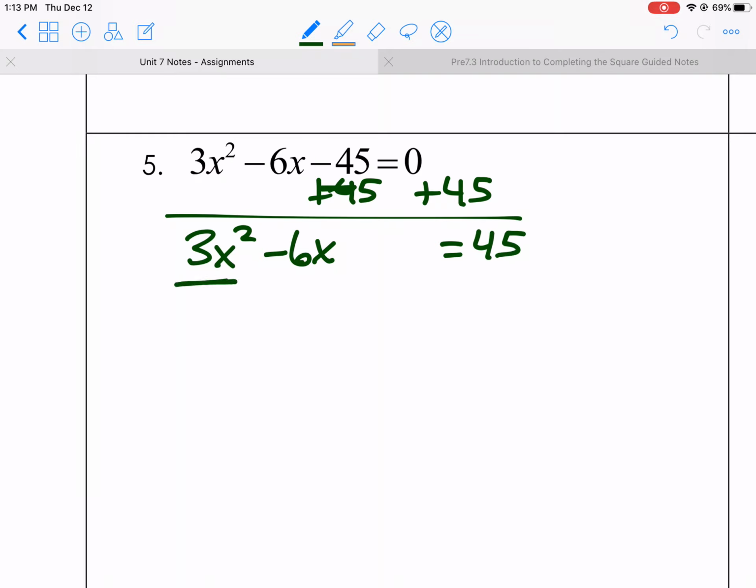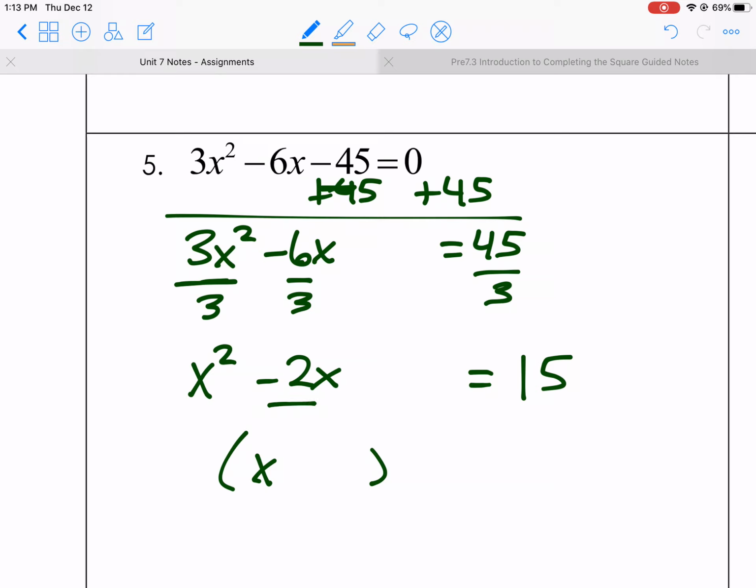A needs to be 1, so I need to divide every single term by 3. So I'll have x squared minus 2x equals 9. Nope, 15. Sorry. 45 divided by 3 is 15. Okay. To build my perfect factor, I'm going to take half of that b value, so it's x minus 1. This number is negative 1 squared, so negative 1 times negative 1, which is 1. And I add it over here as well, 16.